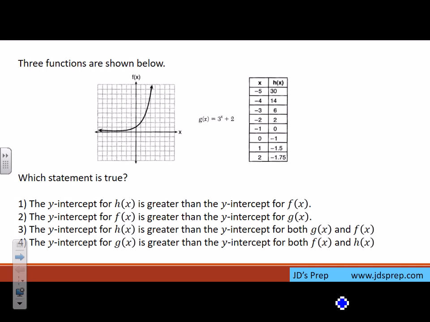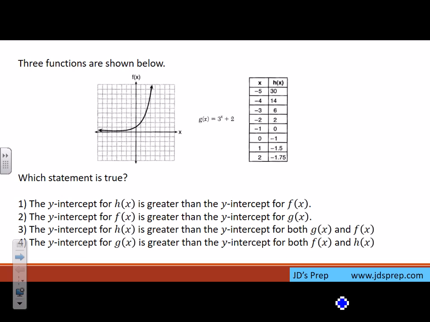In this problem, we are shown three functions, one given as a graph, one given as an equation, and one given as a table. Then we are given four statements about the y-intercepts for these functions. The first statement says that the y-intercept for h of x, the function given in the table, is greater than the y-intercept for f of x, which is the function given in the graph.